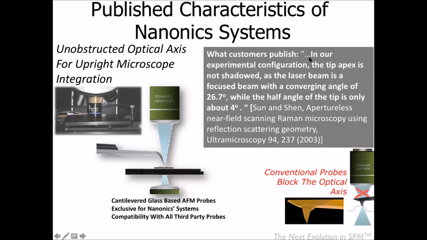It says, in our experimental configuration, the tip apex is not shadowed, as the laser beam is a focused beam with a converging angle of 26.7 degrees, while the half angle of the tip is only about 4 degrees. This was apertureless near-field scanning Raman microscopy using reflection scattering geometry. Again, it highlights that if you work hard enough, you can in fact reach integrations that give you more information than what you would have expected from the individual microscope.